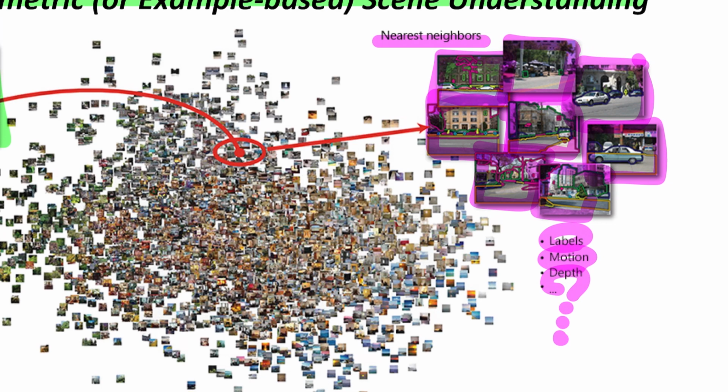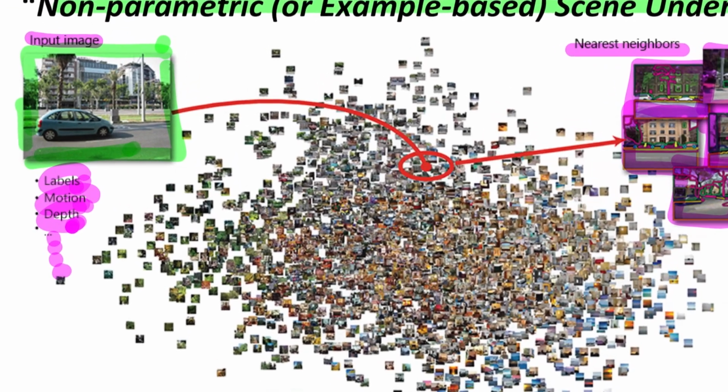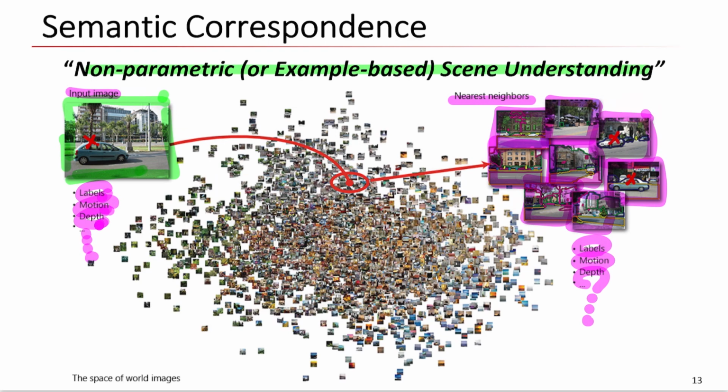Something like this, right? Then what I want to do is, if we can find out the semantic correspondence between these pixels and this pixel, or this pixel, we can extract the label, motion, and depth information by transferring it to the input image or the query image by using the semantic correspondence, right? So by using this kind of thing, we can solve the non-parametric scene understanding problem using the nearest neighbor images.